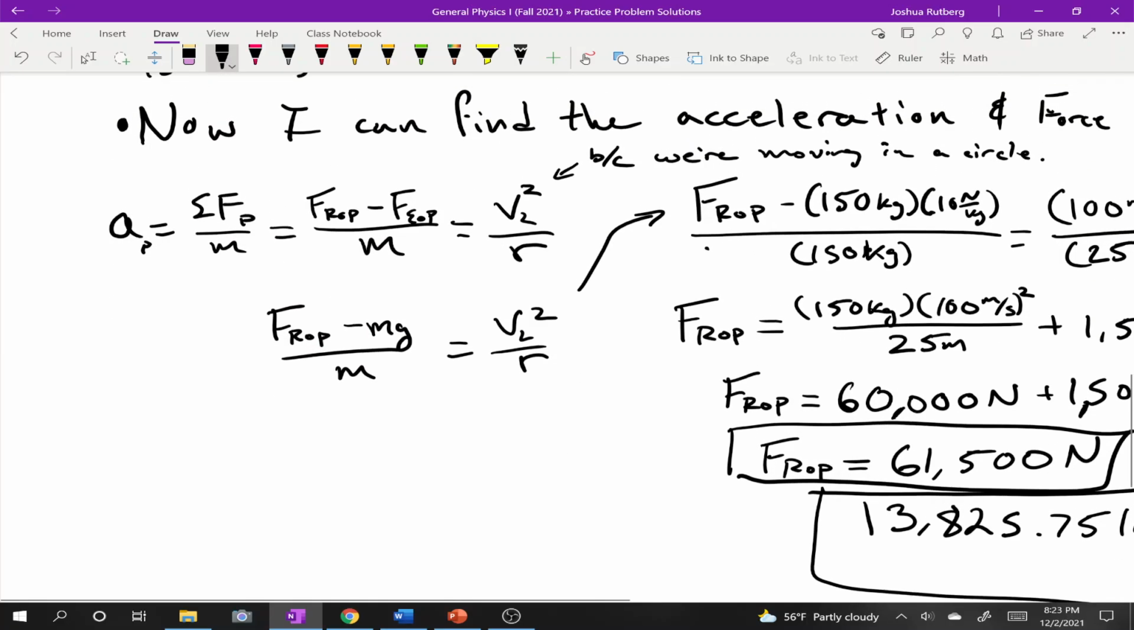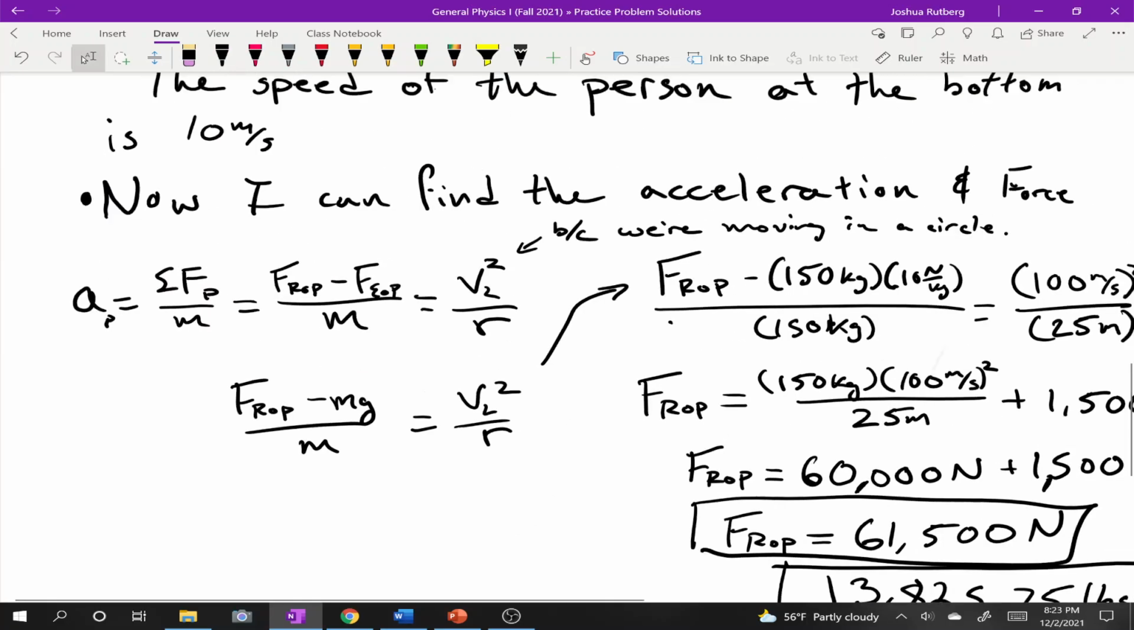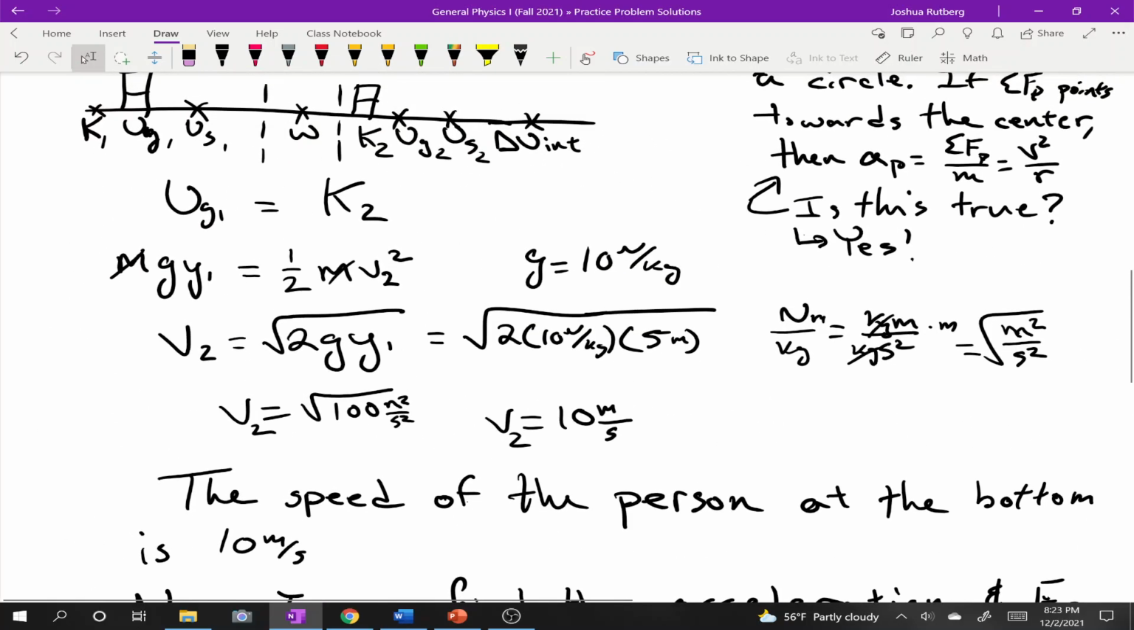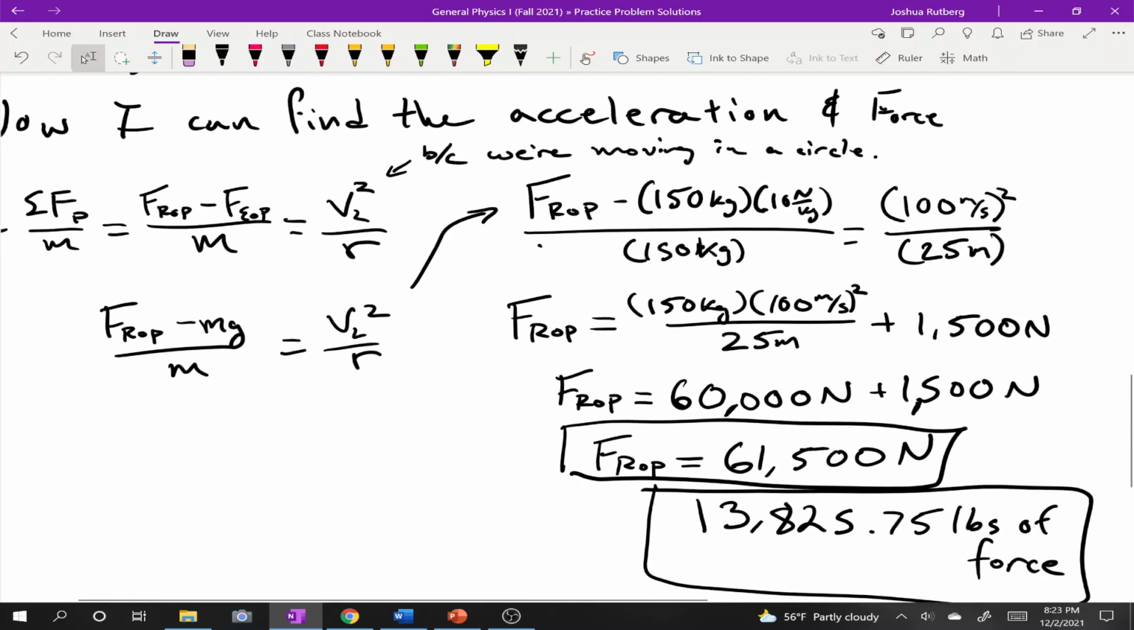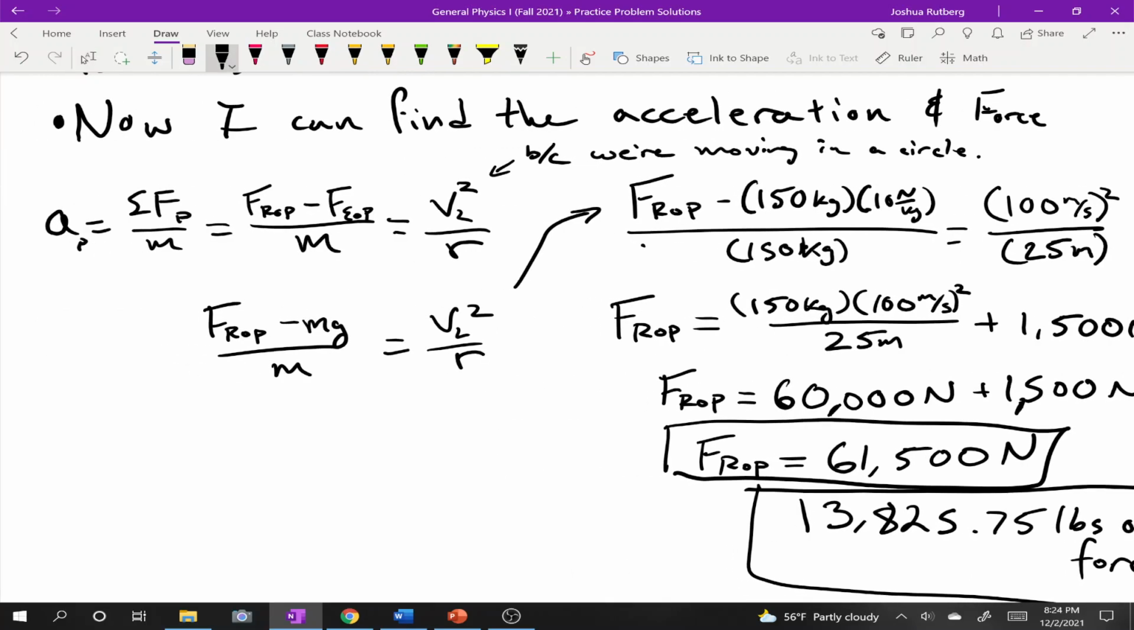Again, I have double checked that I can use all of the equations that I've used. I have double checked all of my math. 2 times 5 is 10. 10 times 10 is 100. Square root of 100 is 10. So this is the force that the steel beam has to withstand.